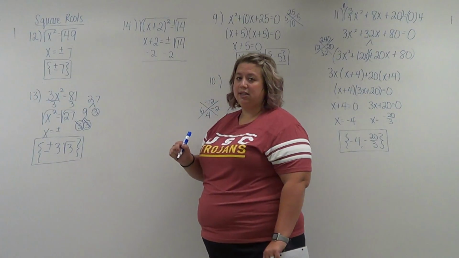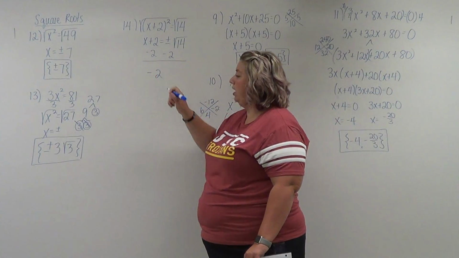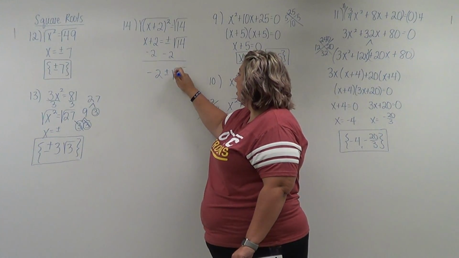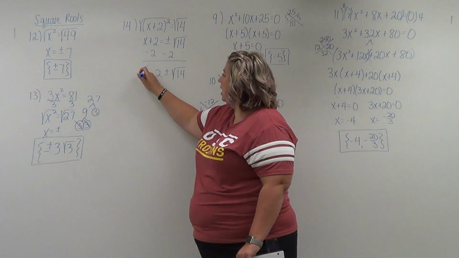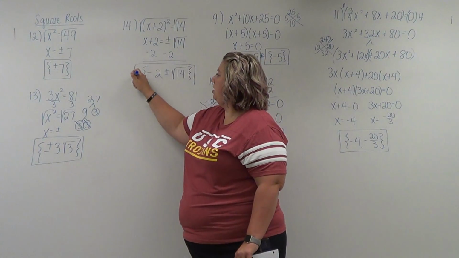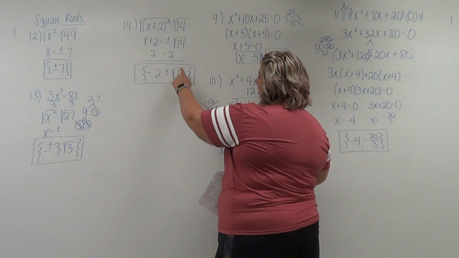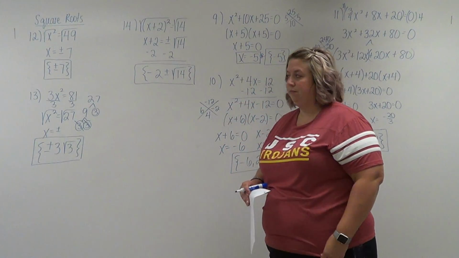Okay, but since the 2 is not in a square root, it will go out in front. Then I have my plus or minus, and then I have my square root of 14. So if it's not inside the square root, make sure it comes out in front. And then I do my solution sets because this is 2 answers. This is negative 2 plus square root of 14 and negative 2 minus the square root of 14.